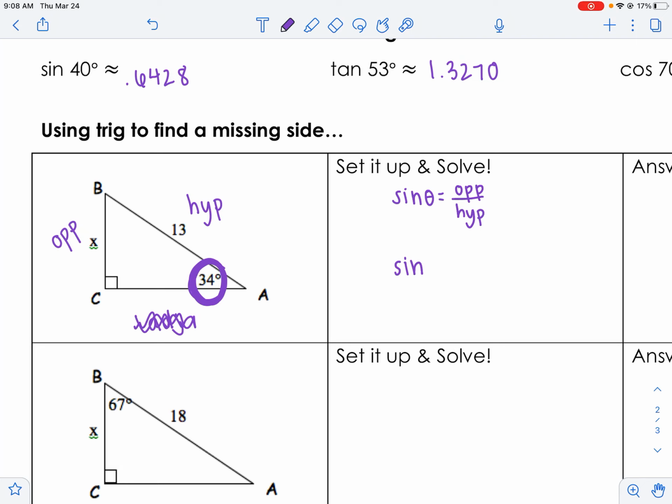And now I'm going to fill it in. So sine of, well, the angle, they actually gave me a number now. Sine of theta, my angle is 34, equals, opposite is x, I don't know it, and then the hypotenuse is 13.